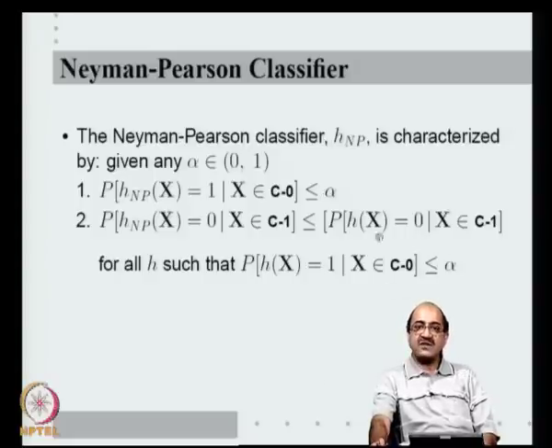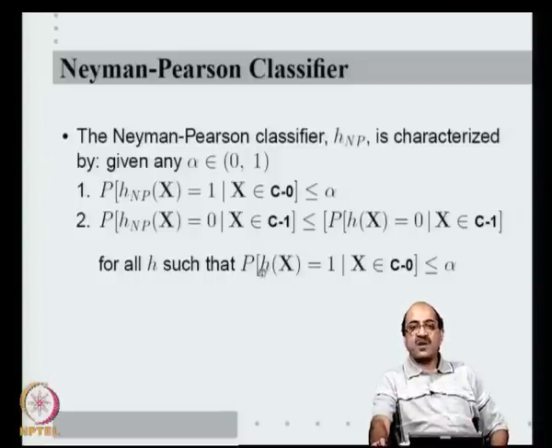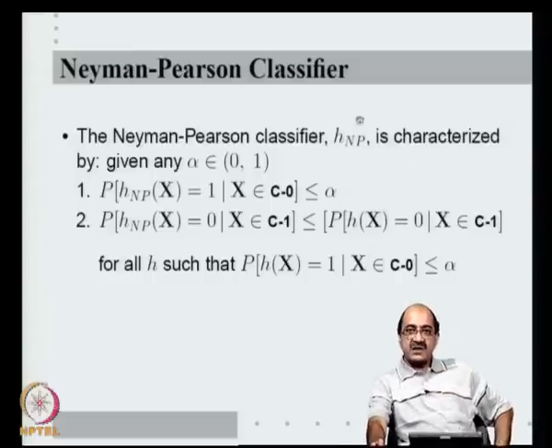So, among all classifiers H that satisfy the bound on type 1 error, so if H is such that the probability H(x) equal to 1 given x belongs to C0 is less than or equal to alpha, that means this classifier H also satisfies the type 1 error bound, then the probability of the type 2 error by HNP is less than or equal to the probability of type 2 error by H, right. I hope it is clear. So, the Neyman Pearson classifier is characterized by, firstly, its type 1 error is bounded by alpha, and its type 2 error, that is wrongly classifying a class 1 pattern, is less than the type 2 error of any other classifier H if H also satisfies the bound on the type 1 error. Okay.